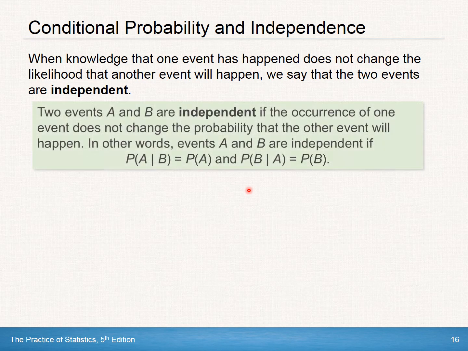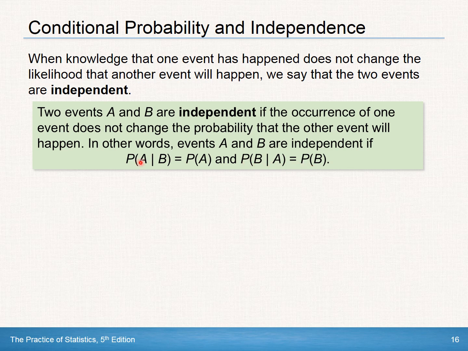Two events A and B are independent if the occurrence of one event does not change the probability that the other event will happen. So, in other words, A and B are independent. This is back to our conditional probability. If the probability of A given B is equal to the probability of A, and the probability of B given A is equal to the probability of B.